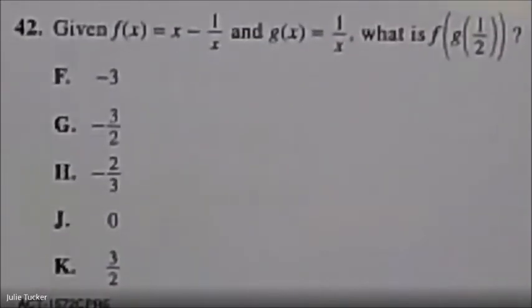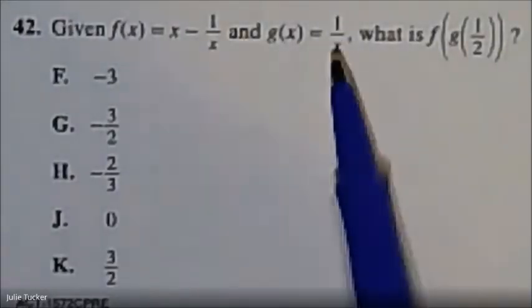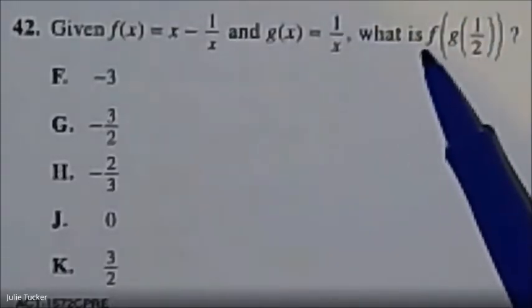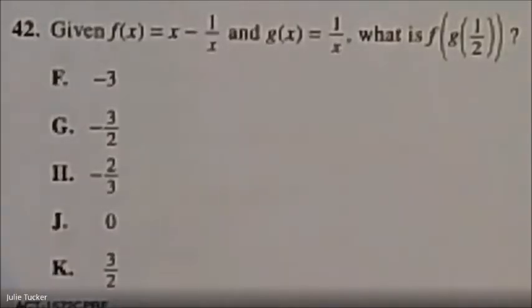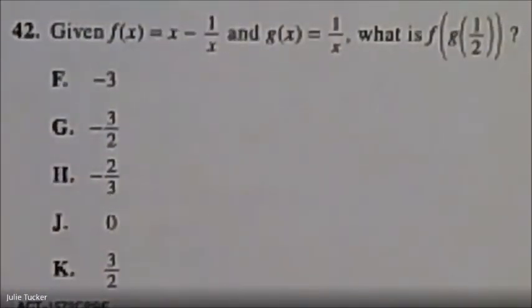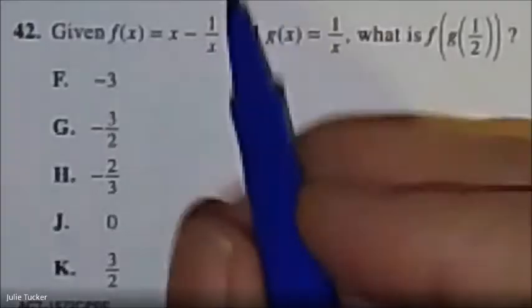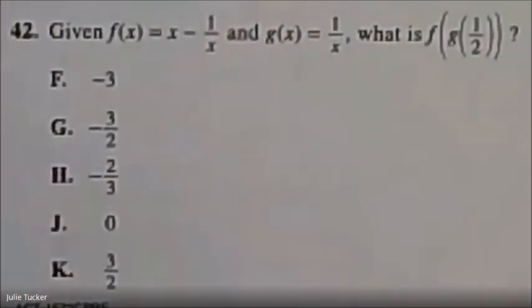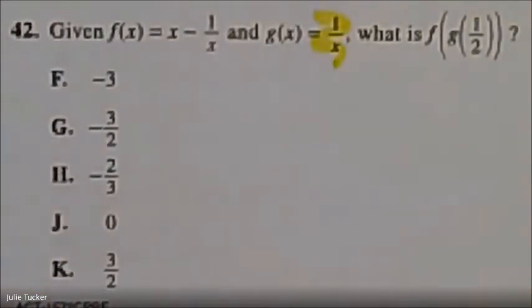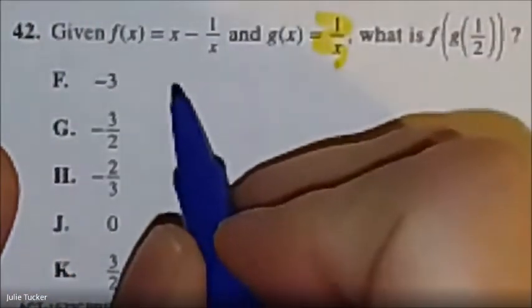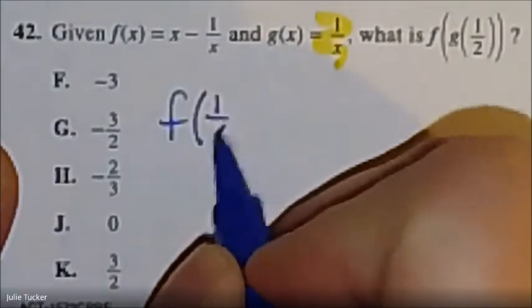All right, let's do number 42. Given f of x equals x minus 1 over x and g of x equals 1 over x, what is f of g of 1/2? We learned this in Algebra 2 this year. To do f of g of x, you have to put g of x into the f function. So you have to do f of 1 over x.